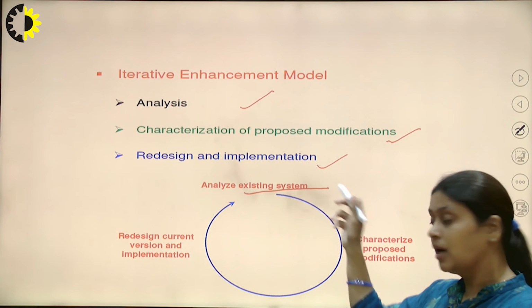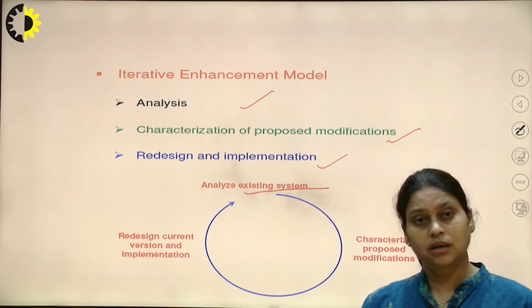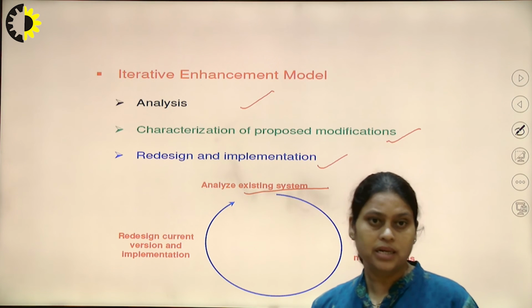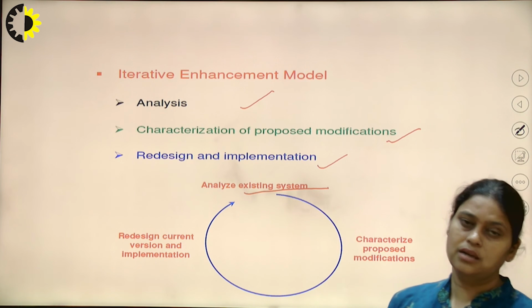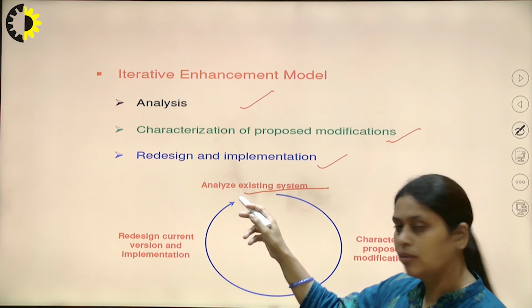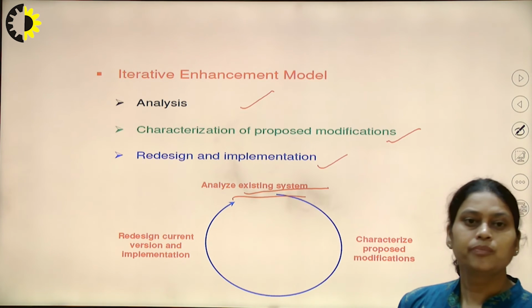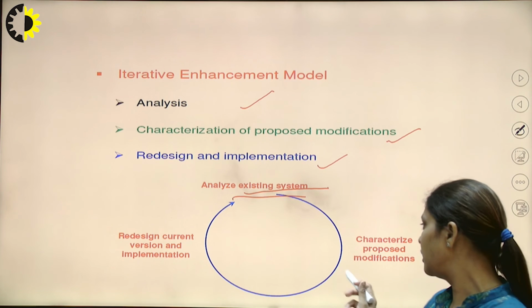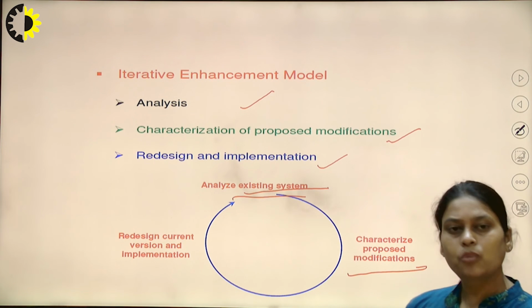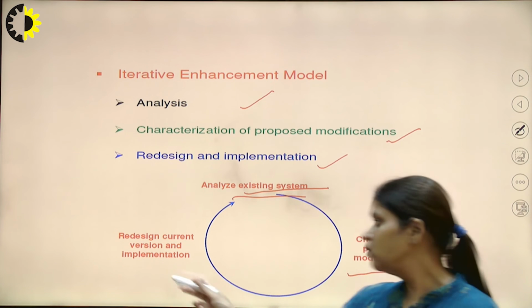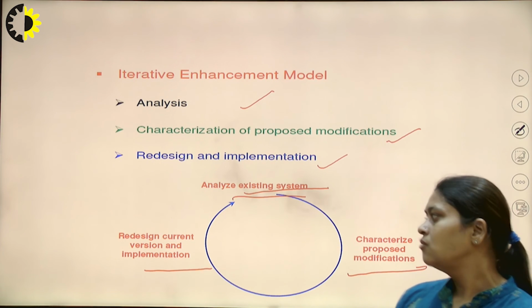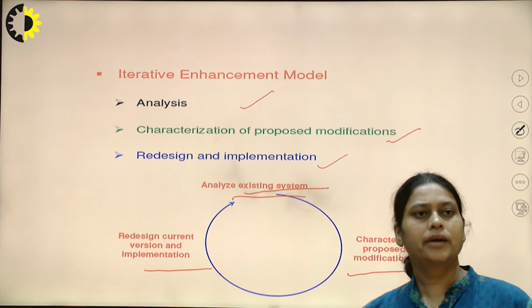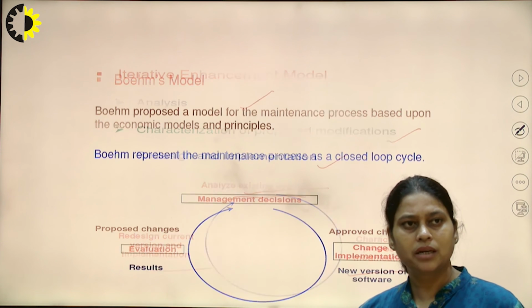So, this iterative enhancement model is used for the maintenance. We always keep in mind that in the maintenance phase we will use the existing software. So, we have to analyze the existing software, then characterize the proposed modification, and then redesign the current version and then implement it. So, this is the iterative enhancement model for the maintenance.